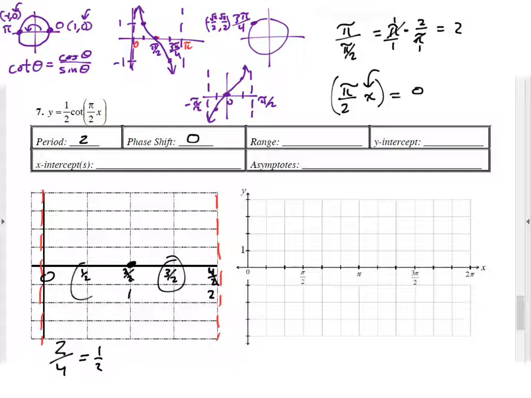Now for our satellite points, you could just plug these in. But I know that usually we go up to +1 and then down to -1. But because there's the 1/2 out in front, we're going to go up only to 1/2 and down to -1/2. So your graph should look something like this.